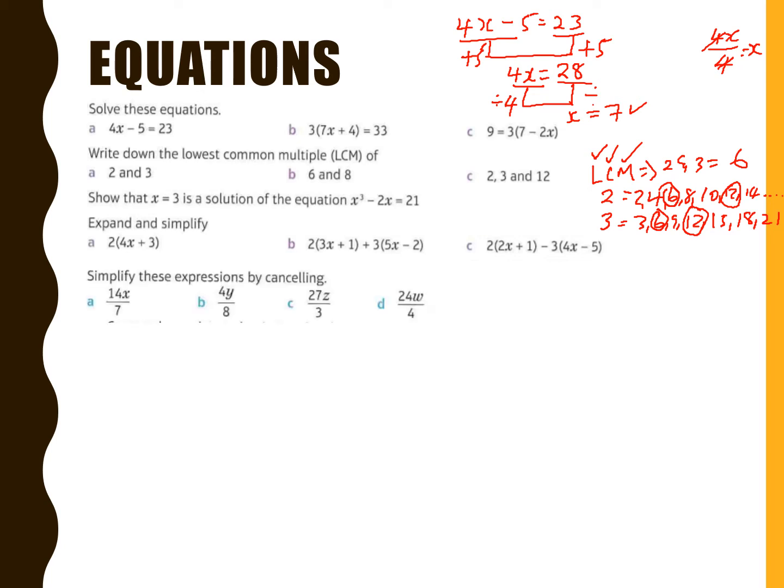Simplify these expressions by cancelling out. I'm sure you can do it if I just do one example. So 7 goes into 14 twice, so it's 7 by 1 and 14 by 2, you end up with a 2x.